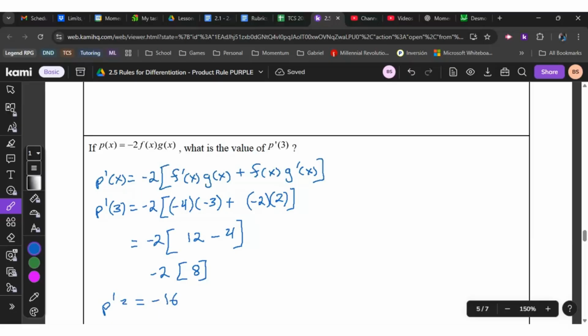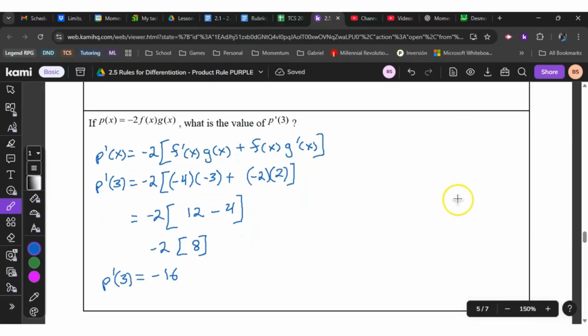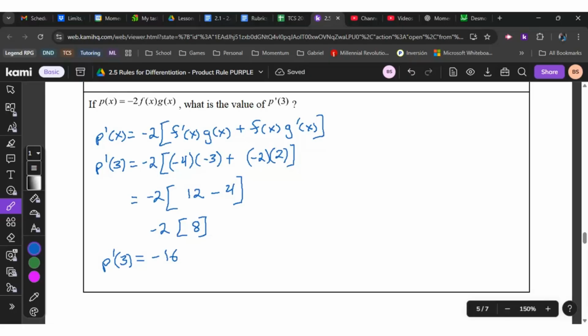So p prime of 3 is just... We need to put it in brackets. Which part? I would put this part in. It's just to show that at the end we need to multiply negative 2 by everything. So yeah, it's a good idea.